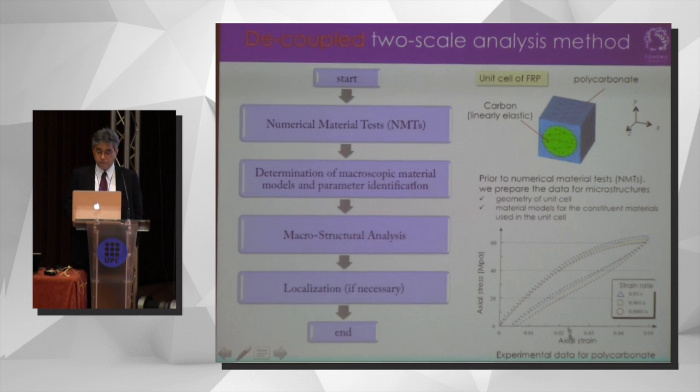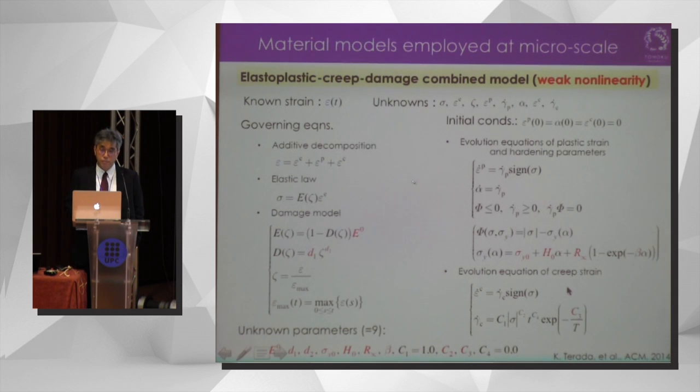In this example, we have the experimental data for the polycarbonate material like this. For these polycarbonate materials, we may be able to choose this kind of constitutive equation. This is the classical elastoplastic creep damage combined model, which exhibits weak nonlinearity. Since this model is very standard, we don't need to explain the details of the model, but these unknown parameters here, colored in red, have to be identified by some optimization method.